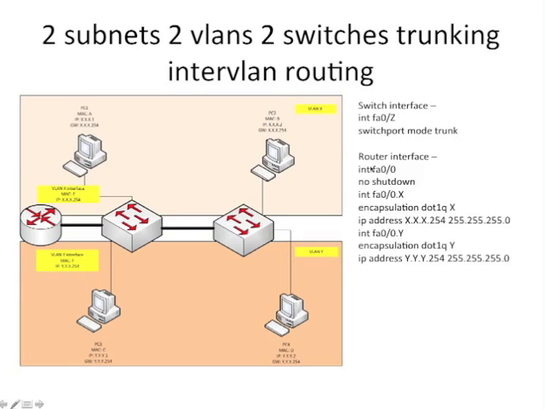All right, so encapsulation dot1q X, then the IP address for that subinterface. FA0/0.Y, create another subinterface for the other VLAN, encapsulation dot1q Y, and the IP address on that subnet.